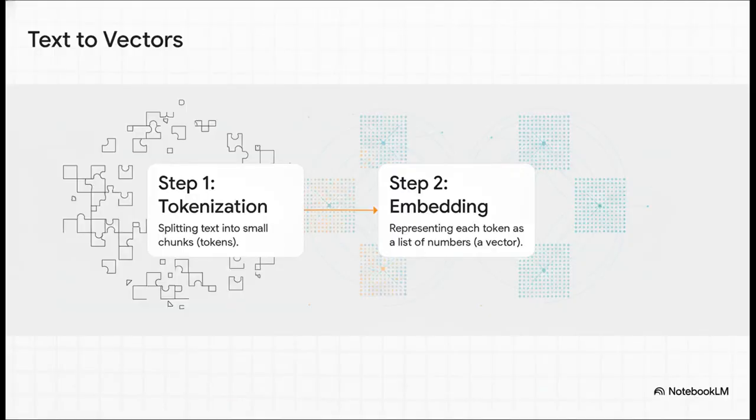Okay, so how does this actually start? Well, you can't just feed raw text into a machine. First, you have to break it down into smaller pieces, or tokens. Then, and this is the crucial part, you turn each of those tokens into a long list of numbers. We call this an embedding vector. For all the software engineers out there, you can basically think of this as creating a unique numerical fingerprint for every single word or piece of a word.